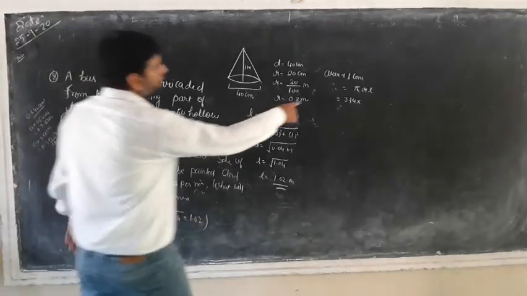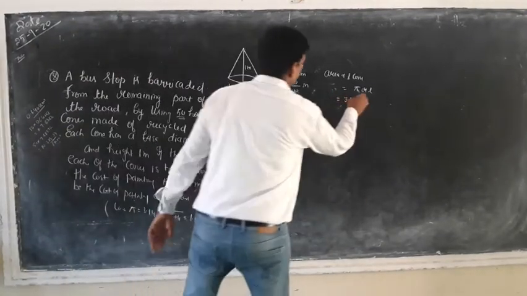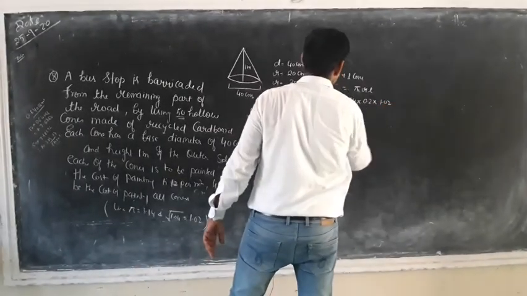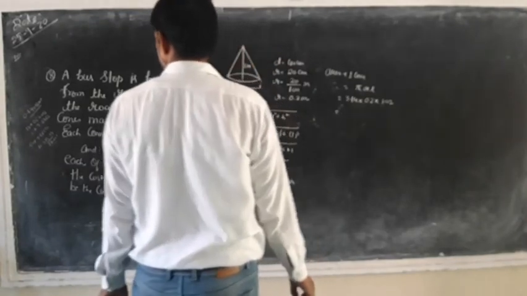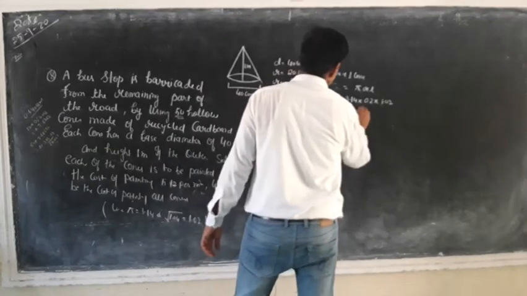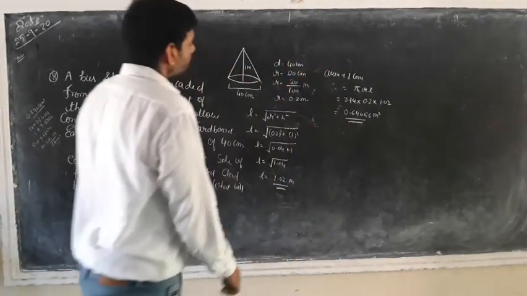Pi is equal to 3.14, the radius will be 0.2, and the slant height L will be 1.02. Multiplying these, we get 0.64056 meter square. Take a look.